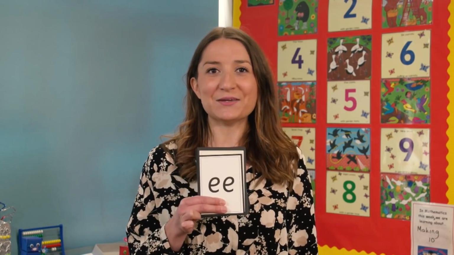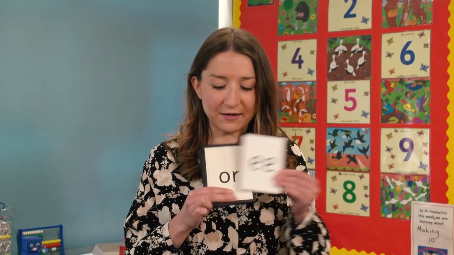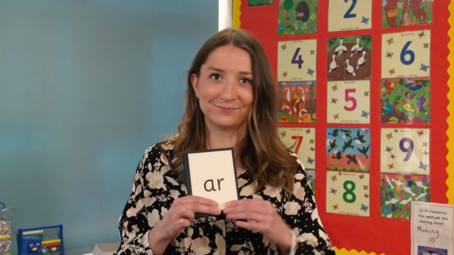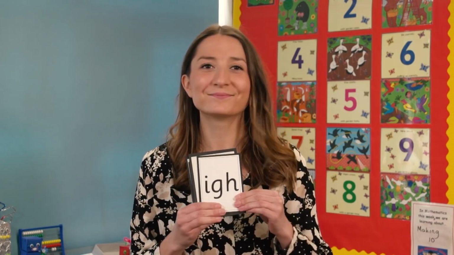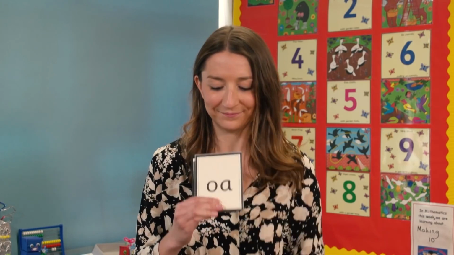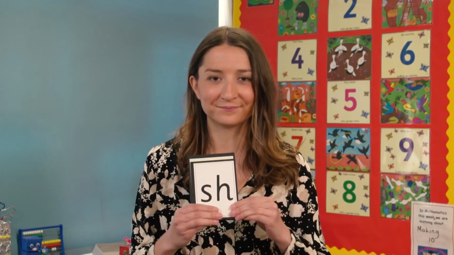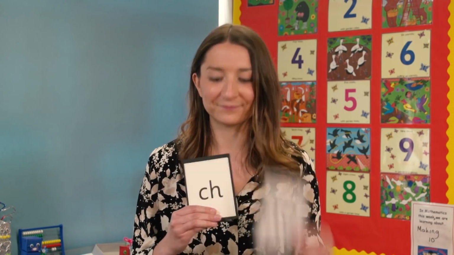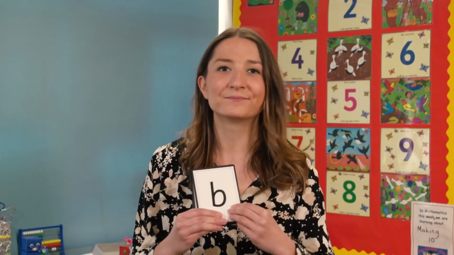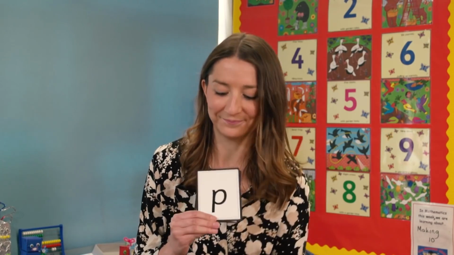Let's read some phonemes you know. I'll show you the graphemes on the cards and I want you to read them aloud. The first flashcard says E. And this digraph says OR. Now I want you to have a go. Let's check you got them right.